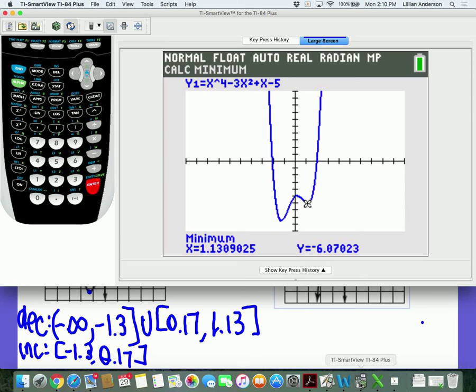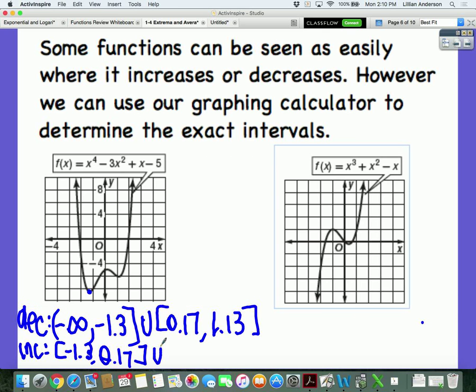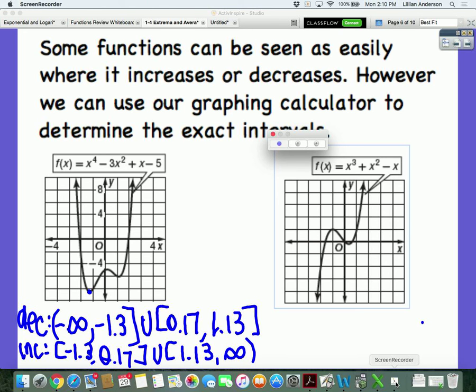So it's decreasing to 1.13. What's happening after that? Increasing until infinity. Woo, made it through. So increasing from 1.13 to infinity. Now I notice it may take a while, but once you get the hang of finding your maxes and mins, you'll be flying right through it. So what I want you guys to do is the second one. Find my intervals of increasing and decreasing. And then after we do both of these, I'll go back and we'll label. Okay?